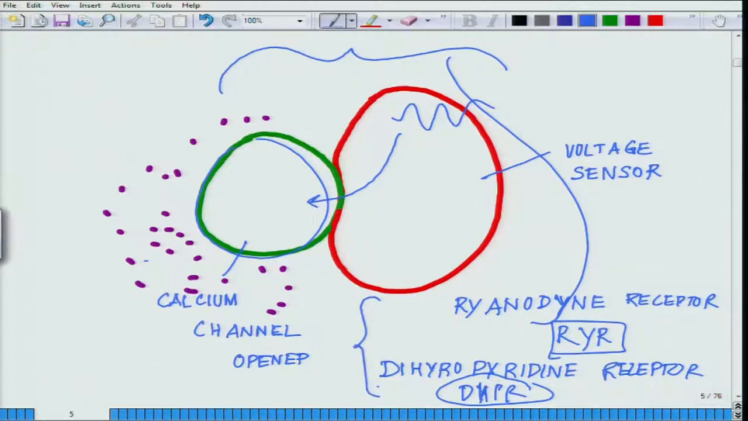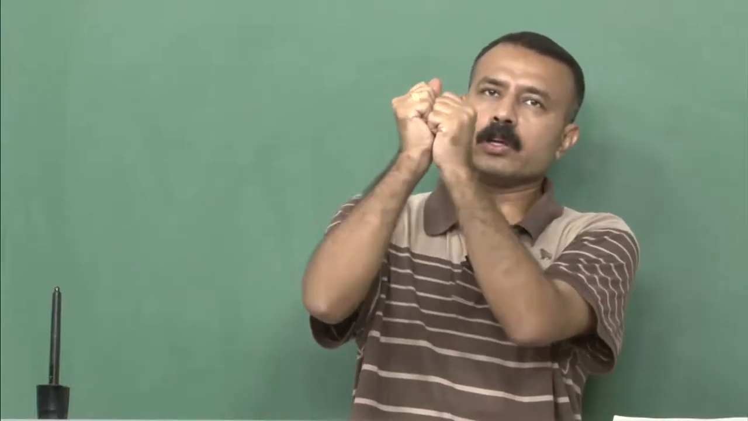So, where the problem is, what is not clear is which one is which. They remain as a complex like this. If this one is the ryanodine receptor, then this one is the dihydropyridine receptor. What is not clear in this complex at the molecular level, yet to mankind, is which one is sensing voltage and which one is opening up the calcium channel.